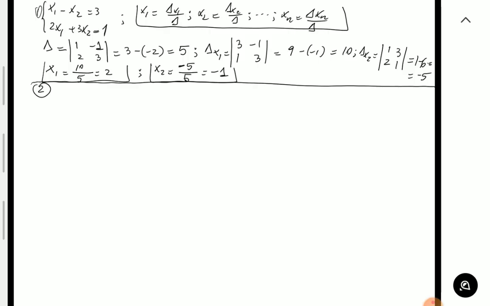So let's do this example. The first equation is x1 minus x2 plus x3 equals negative 2. Then x1 plus x2 equals 3. And then x2 plus x3 equals 1.